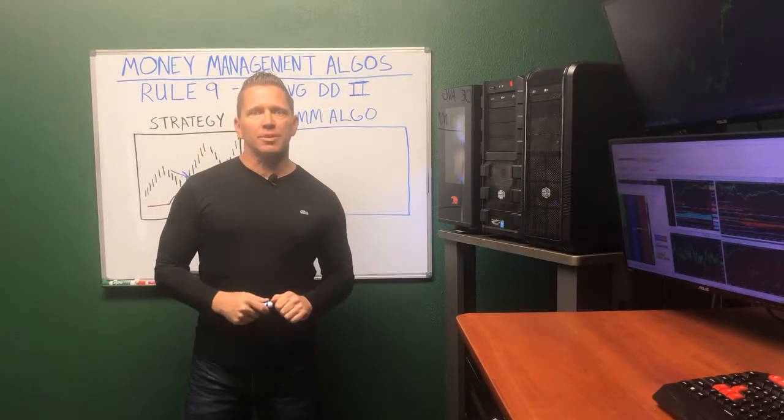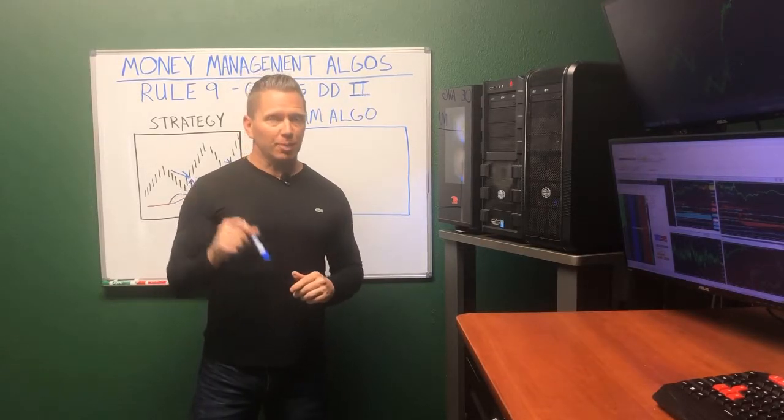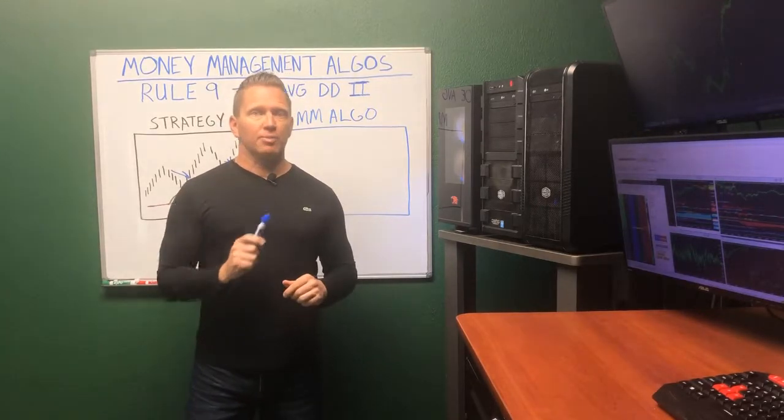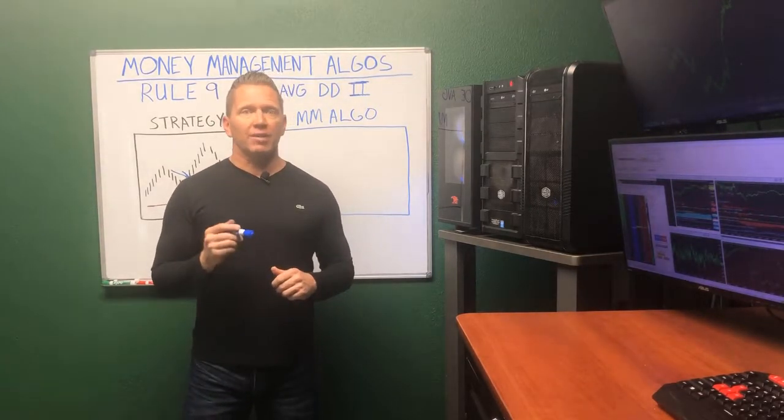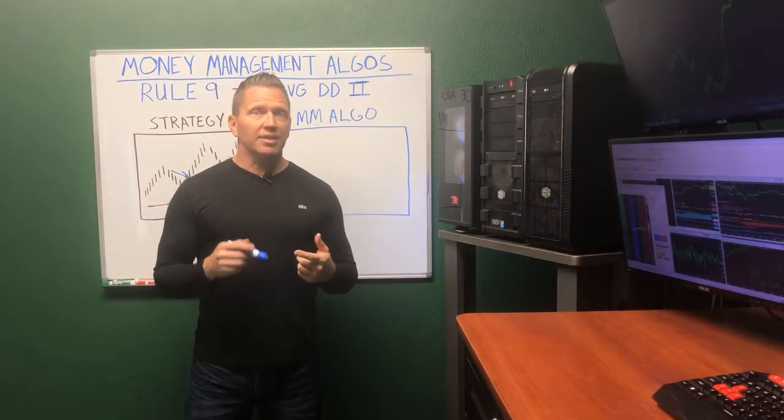Rule 9 of the money management algorithms is open equity average drawdown 2. It's the exact opposite of Rule 8. Rule 8 is buying weakness, while Rule 9 is buying strength. And so we want the drawdown to be less than the average drawdown.